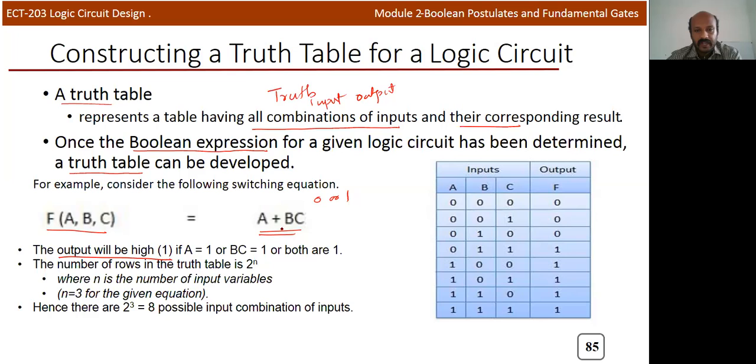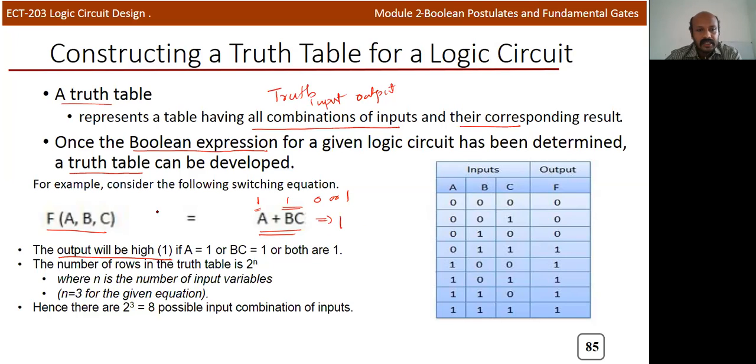So this is a Boolean expression. Okay, this expression can take value equal to 1 when a is equal to 1. If a is equal to 1, this is an OR operation, a plus bc. So if a is equal to 1, the output will be 1, or if bc is equal to 1, the output will be 1. So in the two cases, you will get the output equal to 1.